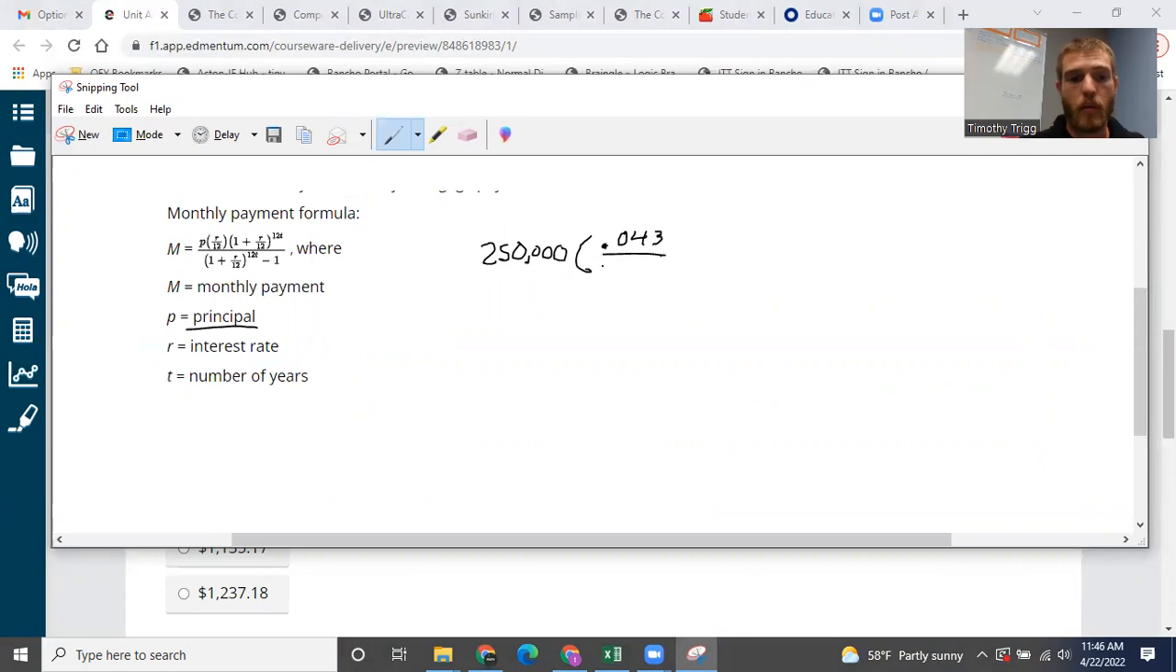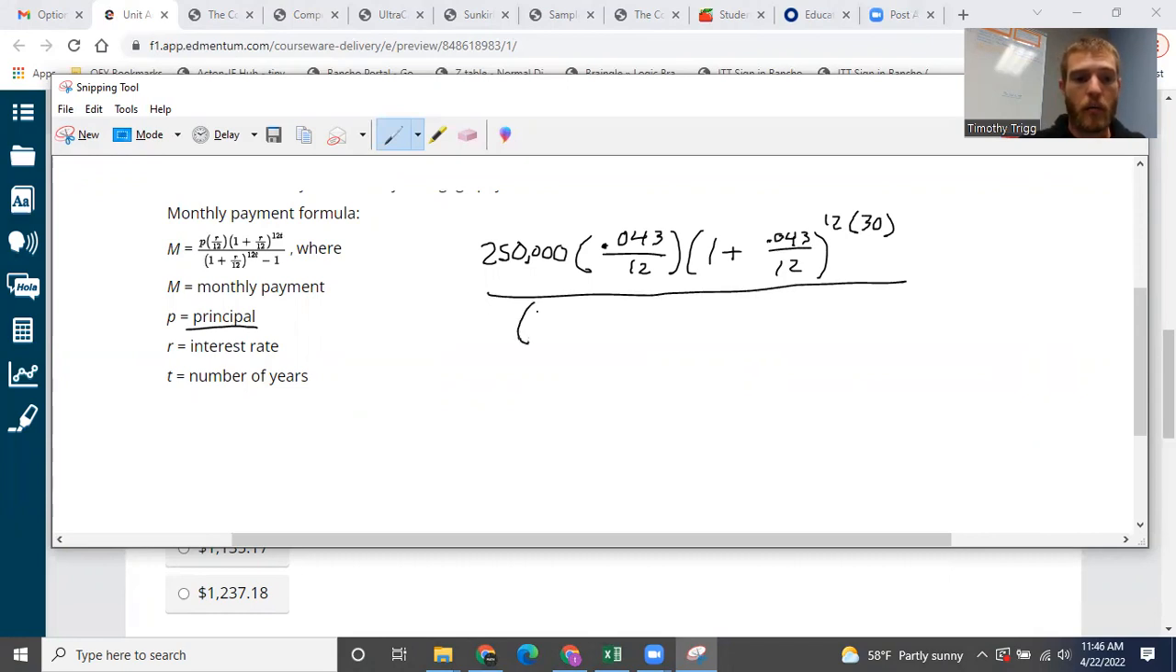It says divide by 12. Formula: 1 plus, again, the interest rate, 0.043, again divided by 12, to the power of 12 times t. And t is the number of years. So that's 30, right? Because it says it's a 30-year loan. Down here, 1 plus the interest rate divided by 12 to the power of 12 times t, again t is the number of years, that's 30 years, minus 1.